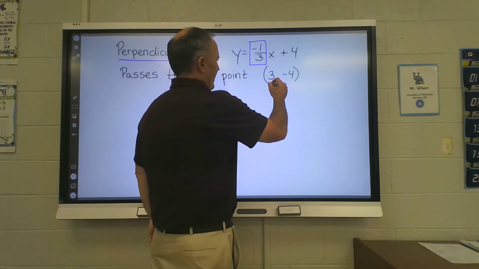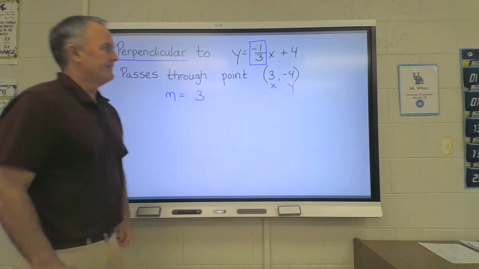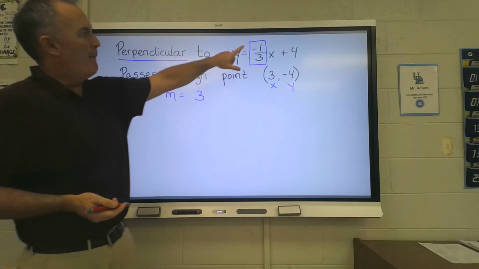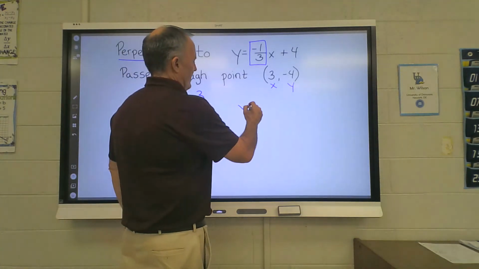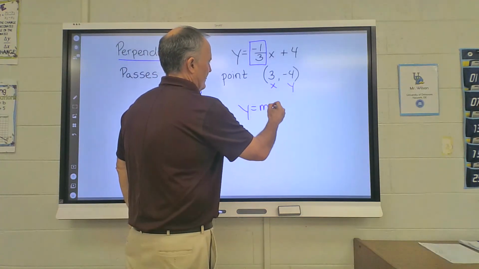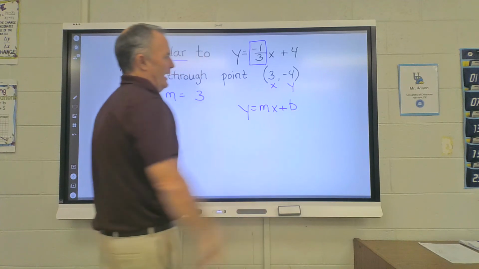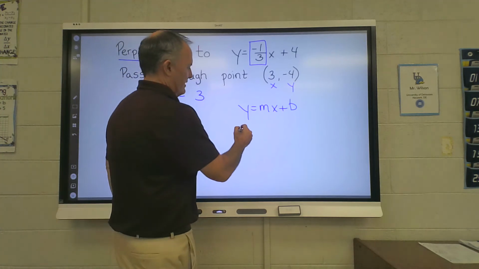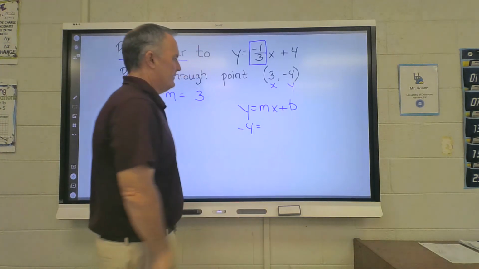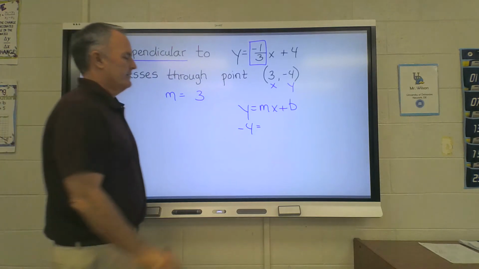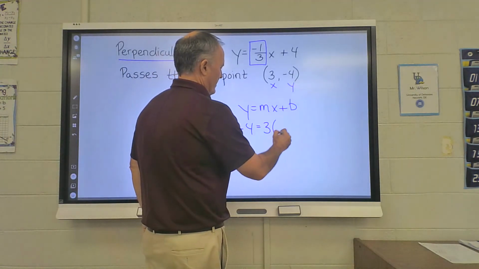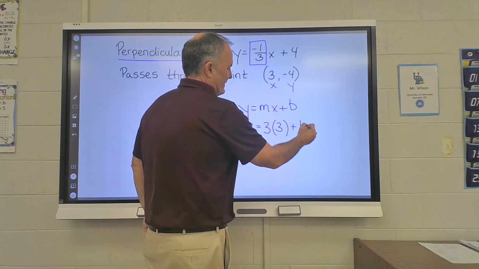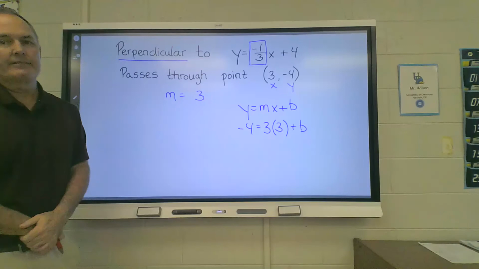Here I have my x and my y value. So now I can plug that into an equation and get an equation that is perpendicular to that equation. Let's do y equals mx plus b and plug our 3 values in. All right, so y is negative 4. Plug in negative 4 for y. My slope is 3. My x value is also 3. And then plus b, because we don't know b yet. We're trying to solve for b.